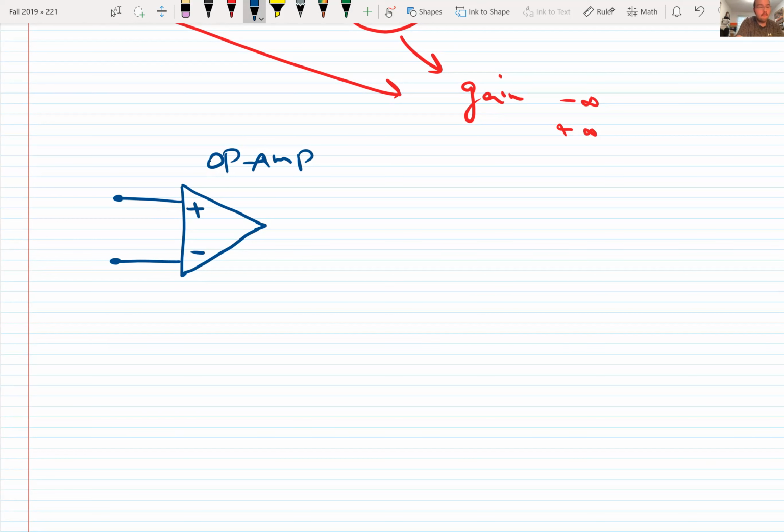The plus input we call the non-inverting input. So the plus one is the non-inverting input. The negative input is called the inverting input. Okay, we have 2 inputs. We have one output, which we just call the output.